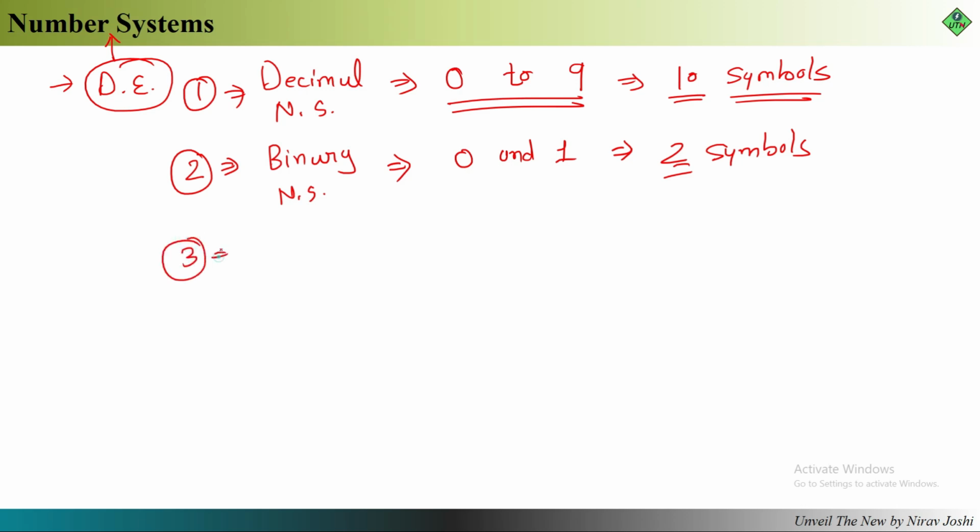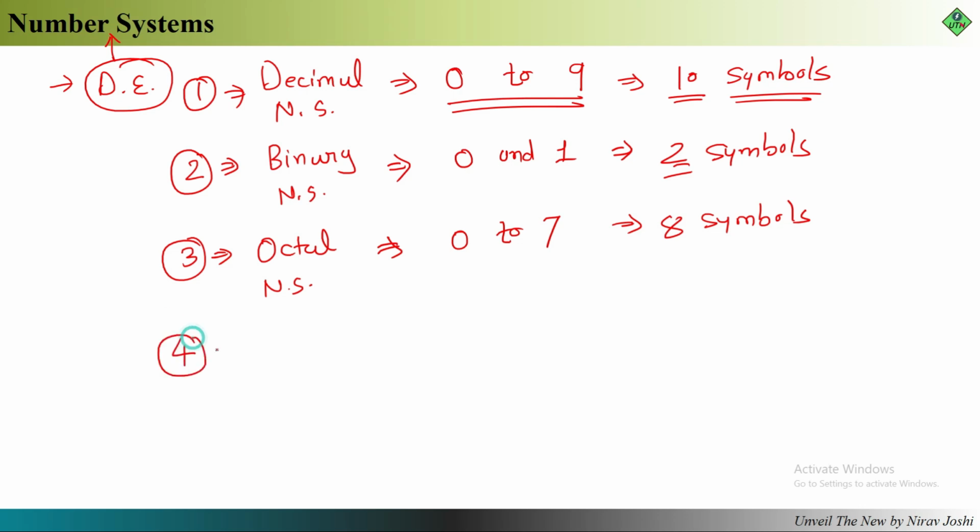The third number system that we need to learn in digital electronics is the octal number system. From the name you can understand there are basically 8 symbols. As there are 8 symbols, we can count from 0 to 7. So 0 to 7, if you count, there will be a total of 8 symbols.